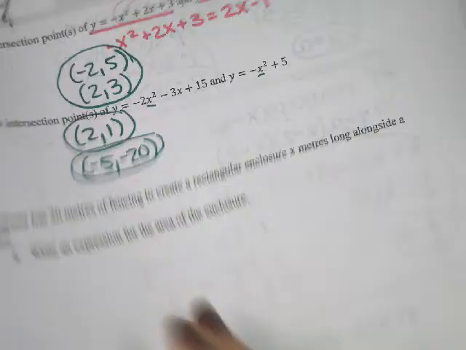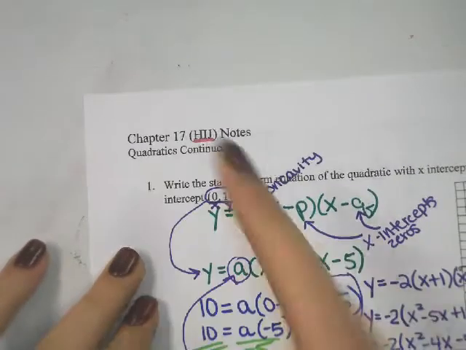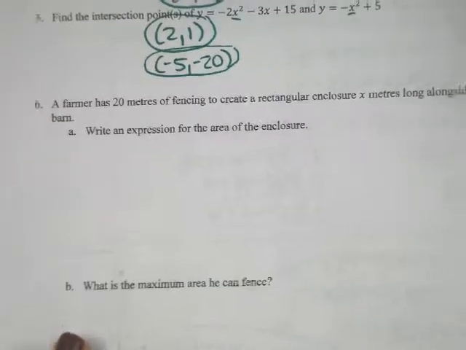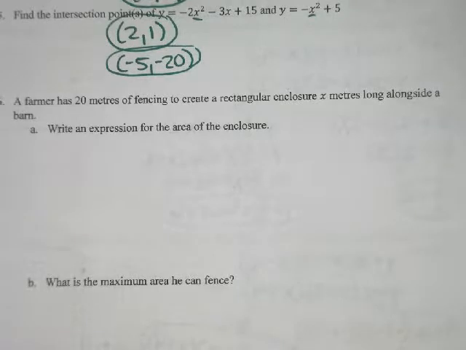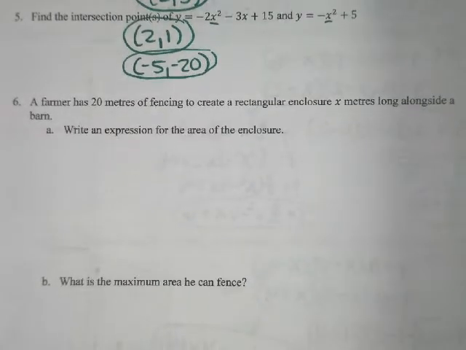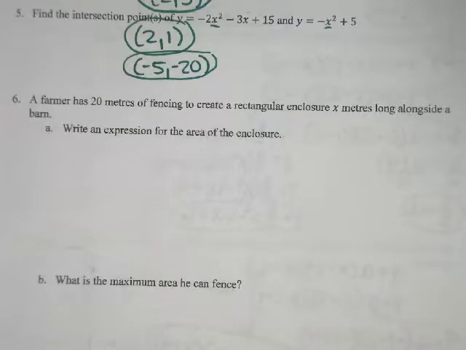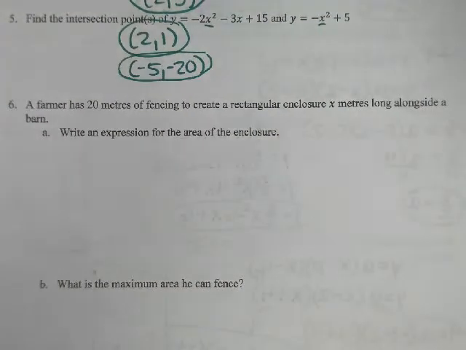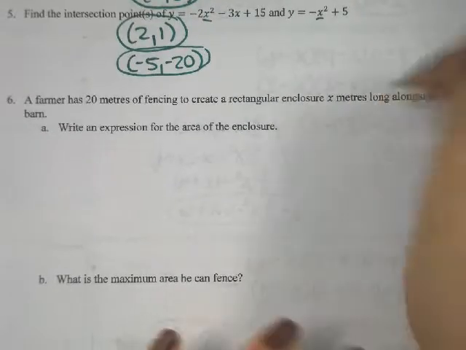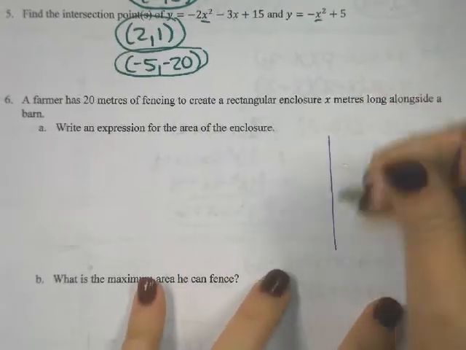Okay, we're going to finish up the last example of our Chapter 17 HIJ notes. This will finish out all of Chapter 17 for us. For the last question, it says a farmer has 20 meters of fencing to create a rectangular enclosure X meters long alongside a barn. So what we have, and that's pretty vague, but this is what it means.